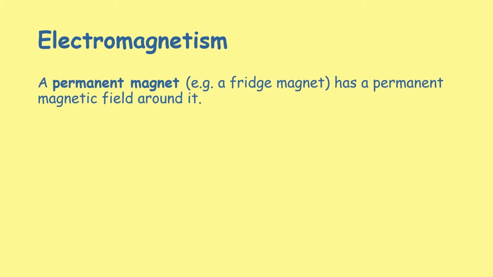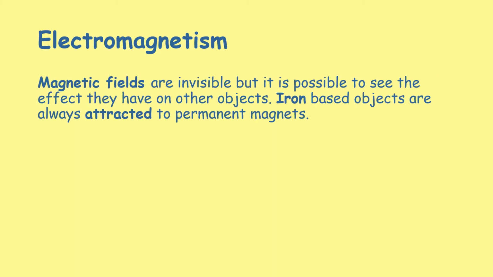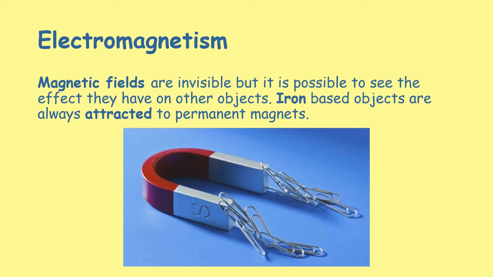Electromagnetism. A permanent magnet, for example a fridge magnet, has a permanent magnetic field around it. Magnetic fields are invisible, but it is possible to see the effect they have on other objects. Iron-based objects are always attracted to permanent magnets. We can see a permanent magnet here and some paper clips being attracted to it.